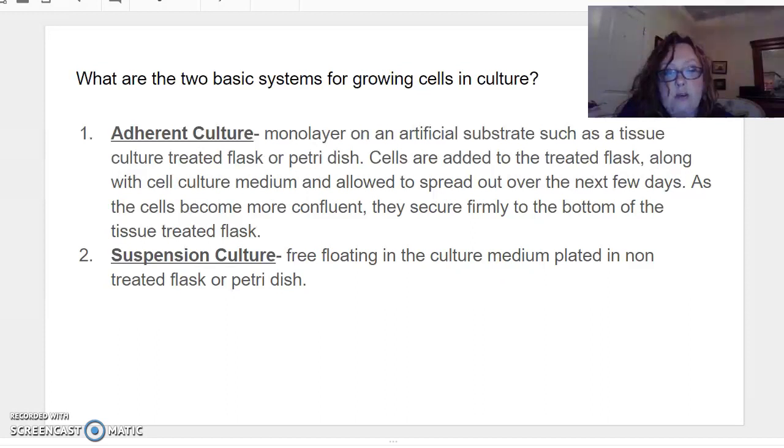Suspension cultures are free-floating cells in culture medium, and they have non-treated flasks, but you also have to change the media every other day in suspension cultures as well. It's just spinning it down and re-adding it to a new, fresh, sterile flask.